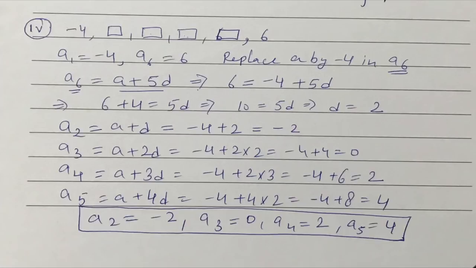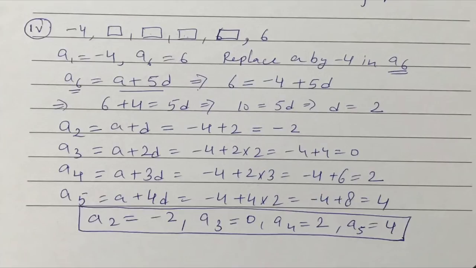A3 is equal to A plus 2D. Minus 4 plus 2 into 2. Minus 4 plus 4 is 0. A4 is A plus 3D. Minus 4 plus 2 into 3, which is minus 4 plus 6, which is equal to 2.